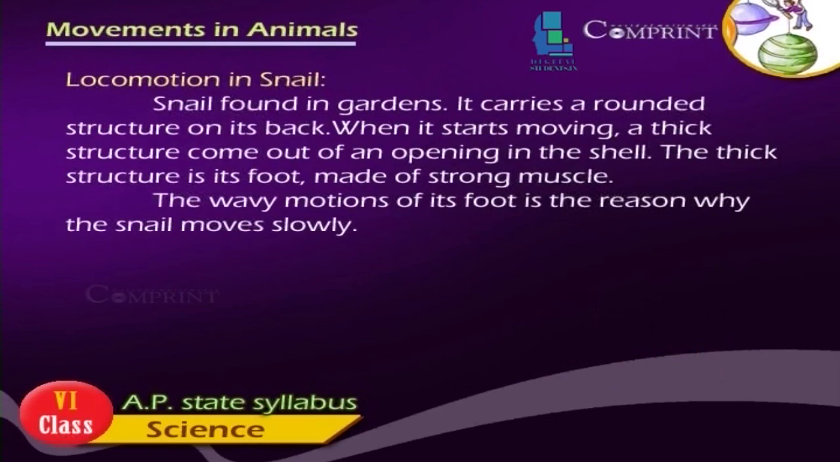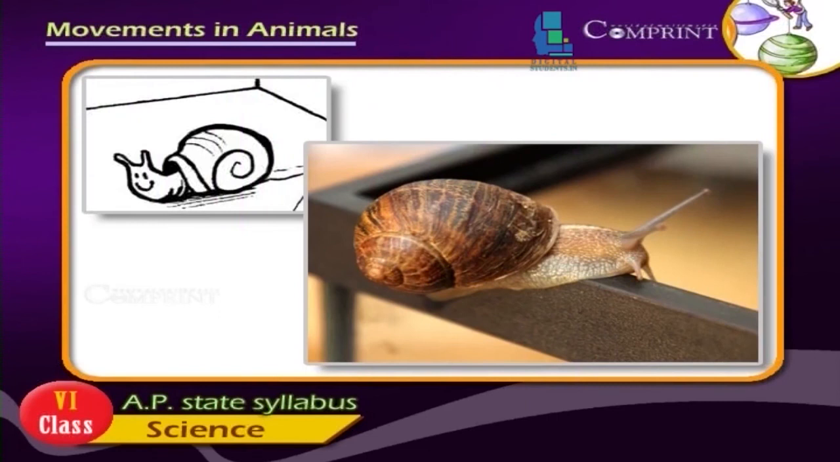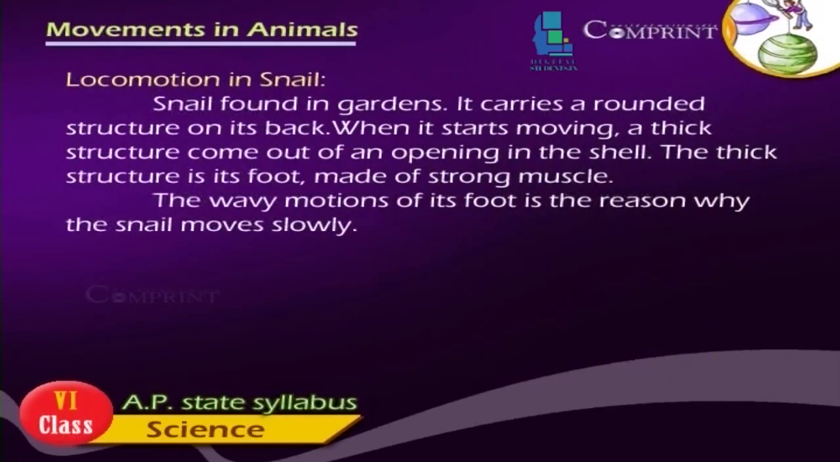Locomotion in snail. Snails are found in gardens. It carries a rounded structure on its back. When it starts moving, a thick structure comes out of an opening in the shell. The thick structure is its foot, made of strong muscle. The wavy motion of its foot is the reason why the snail moves slowly.